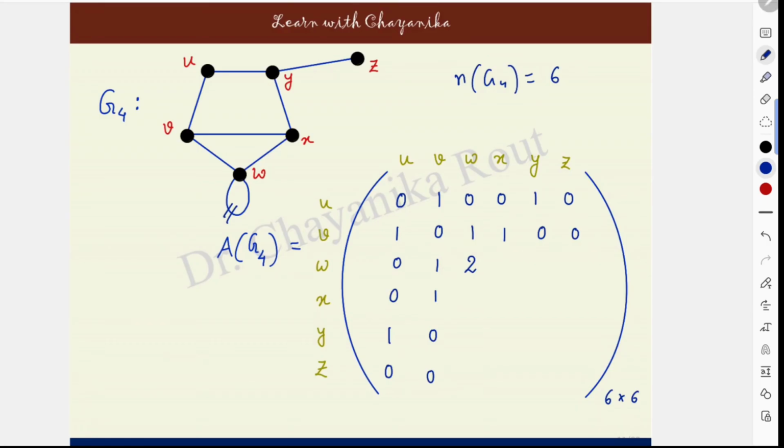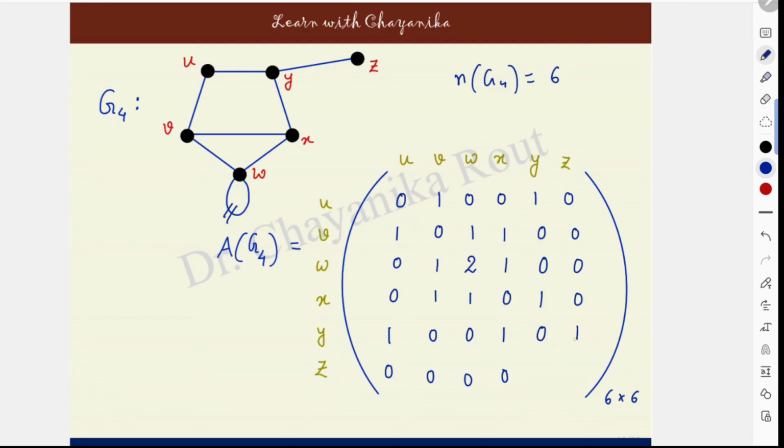Between W and X, there is one edge. Between W and Y, 0. W and Z, 0. So, the third row is 0, 1, 2, 1, 0, 0. So, the third column will be 0, 1, 2, 1, 0, 0. Between X and X, no edge. Between X and Y, 1, X and Z, 0. So, I have fourth column as well. Between Y and Y, no edge.